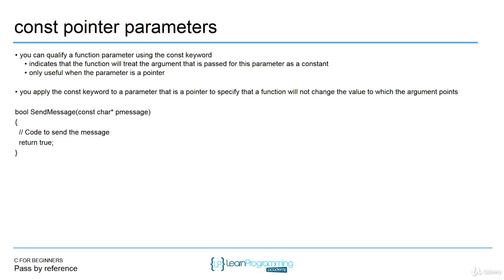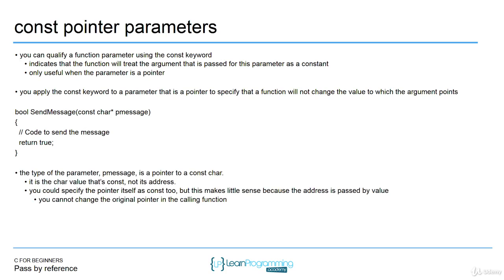Very important. So in this example, we have a send message function. It takes a p-message pointer. We put the constant keyword before the char star. So this type of parameter, p-message, is a pointer to a constant character. It is the character value that's constant, not its address. So in this case, the value being pointed to cannot change. We can change the address, but we can't change what it's pointing to, the value. The syntax is similar to when we create constants on other pointers. The constant keyword is the first thing showing, then you can't change the value.